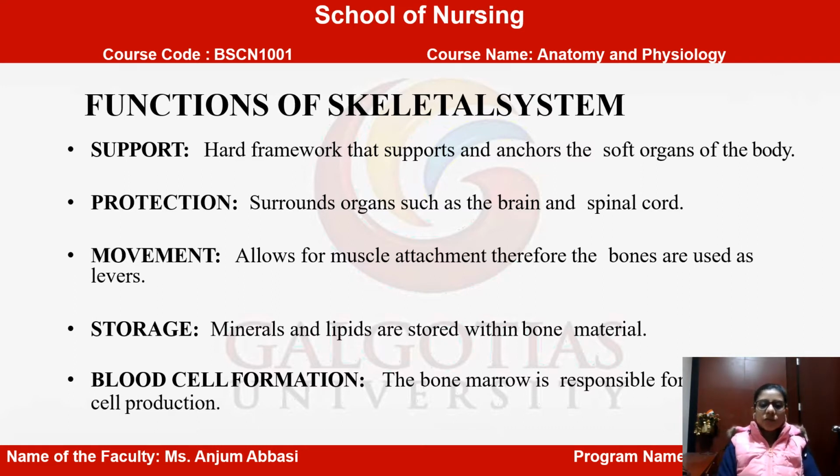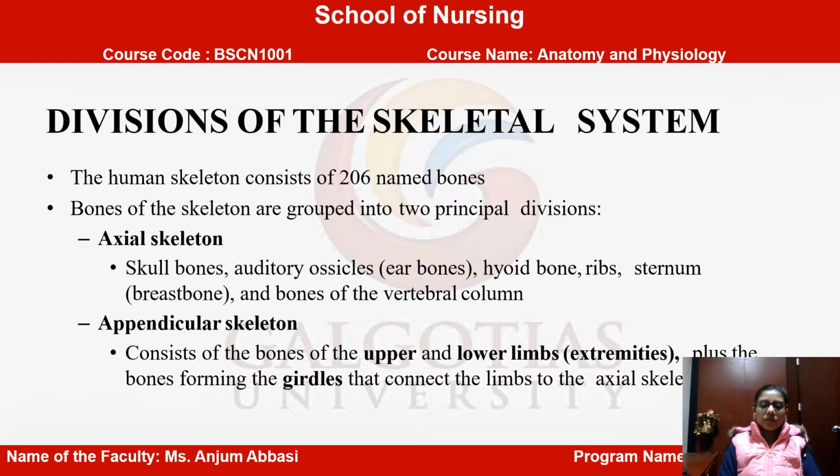Next is movement. It allows attachment of particular muscles, so bones are used as levers. It means they provide full support for the movement of the muscle. The fourth one is storage. Minerals and lipids are stored within the bone material. The fifth one is blood cell formation. The bone marrow is responsible for blood cell production.